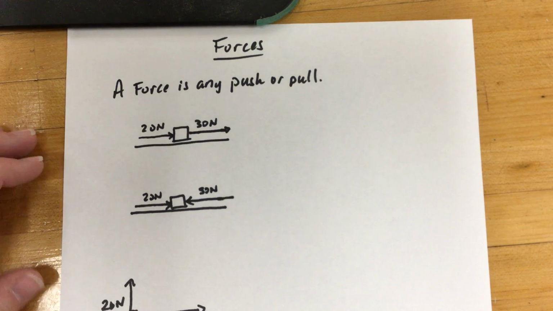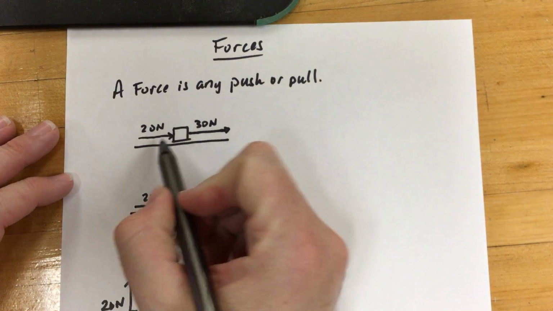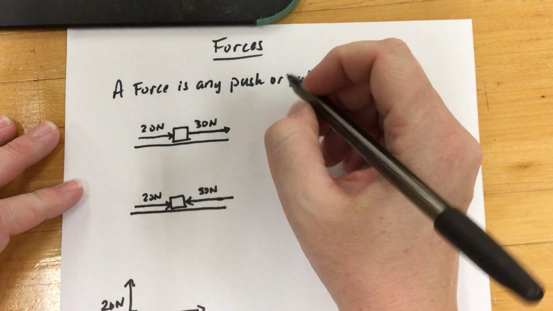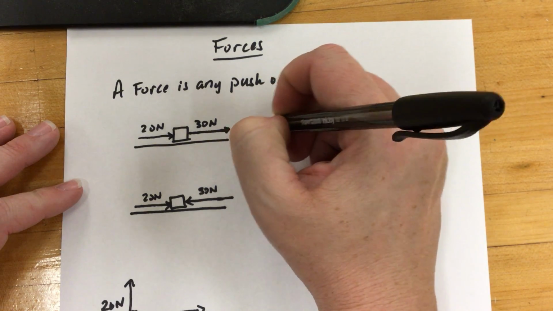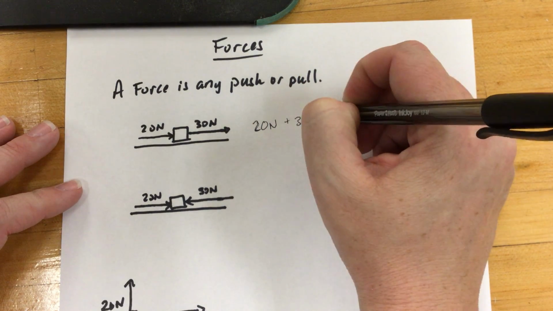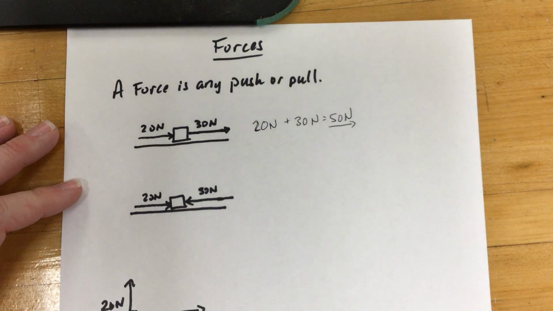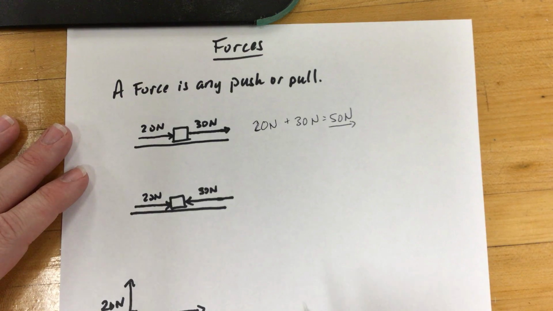There are 4 different ways that we might see forces in this class. One of them is if they're both pushing in the exact same direction. Anytime they're in the same direction, you're going to add them up. So I would say 20 newtons plus 30 newtons equals 50 newtons, and that's going to the right.